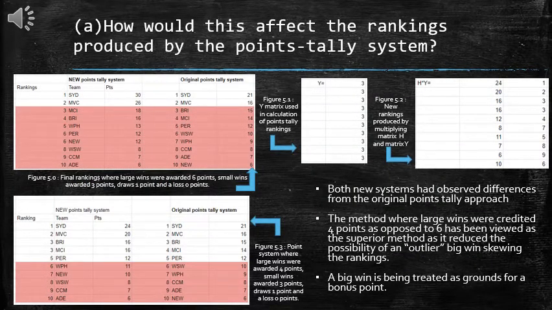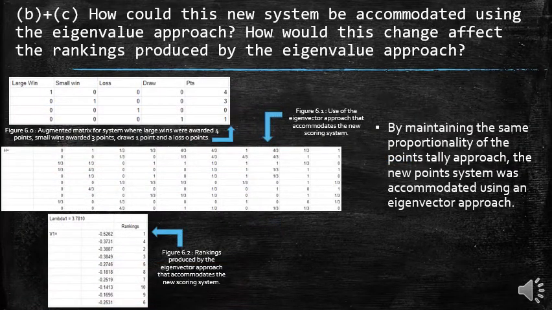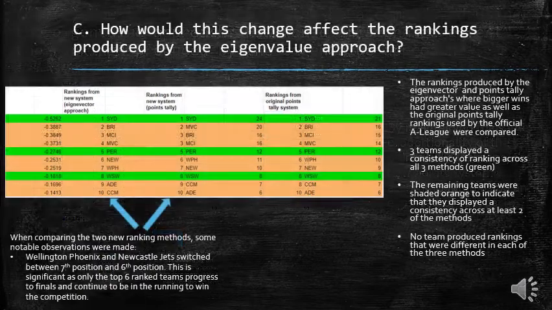When we put the data through these systems, we were able to observe that they both showed significant differences from the original ladder. We settled on the most useful being the bonus point method, as the 6-point big wins introduced the possibility of an outlier big win skewing the rankings too much. By adjusting our win, loss, draw matrix to include a 4/3 evaluation for a big win, this would maintain the same proportionality as the points tally approach. The results of this again showed difference to the original rankings.